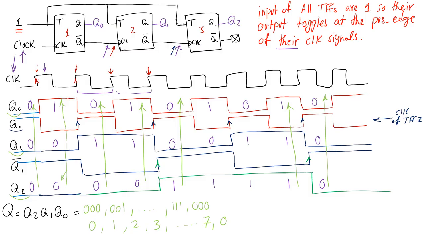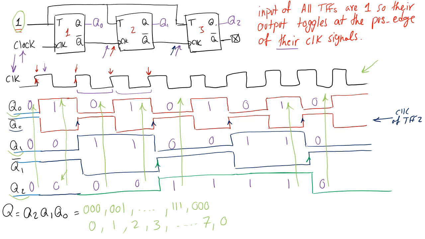Basically, as long as I have 3 T flip-flops connected in this way, and I keep the input of all of them equal to 1, and I have a clock like this, then I'm going to get an output that is counting from 0 to 7 and then coming back to 0 and counting again up to 7.